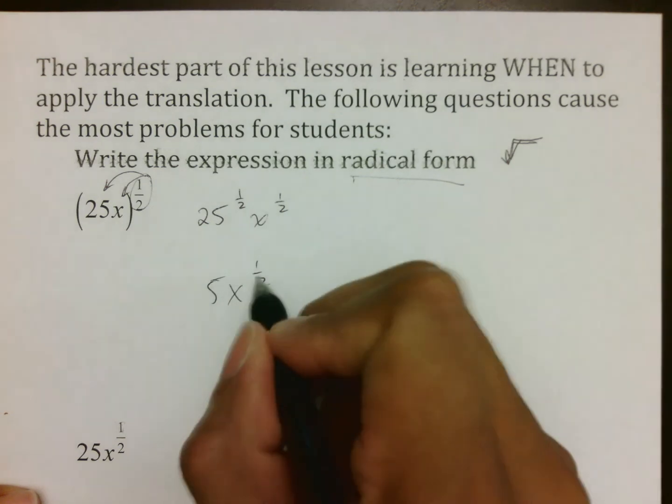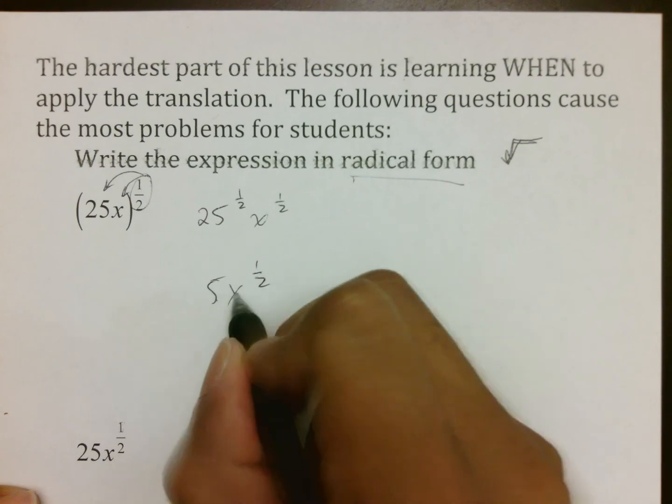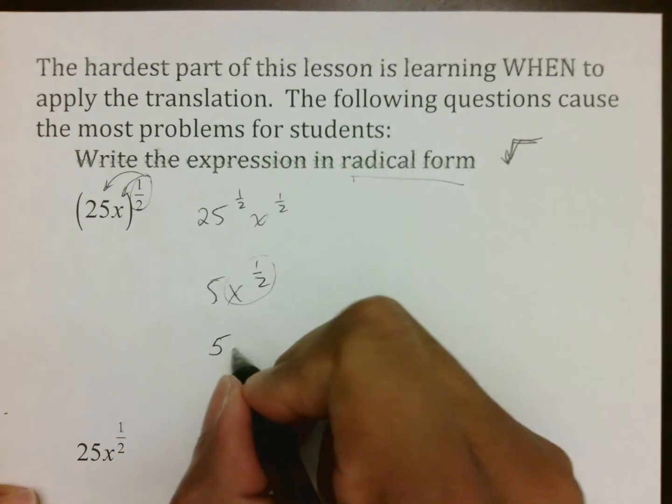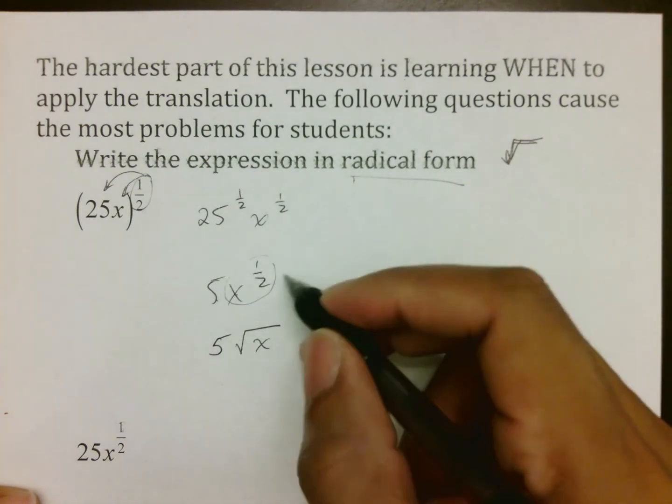Well, here's the thing. The 1/2 is only attached to the x. It is not attached to the 5. It's just attached to the x. So this 5 is not affected, but this part becomes the square root of x. And remember, we do not write the 2 because it's a square root.